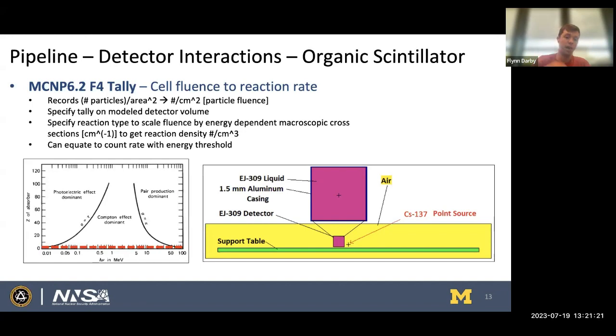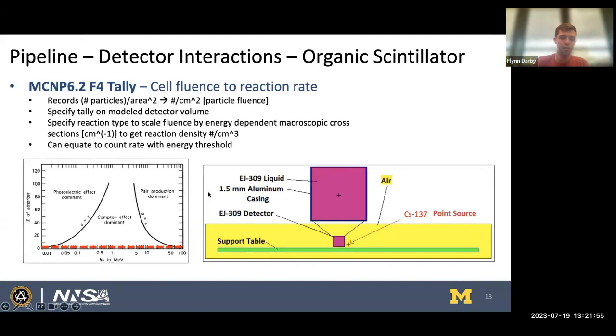If I'm looking for a specific reaction type that would produce my detector response, then I can apply this reaction type, which will then scale my fluence to more of a reaction rate. You can equate this to count rate with some sort of energy thresholding that's equivalent to your detector, and just model raw count rate. I'm not showing a specific example here. We'll go more into the PoliMi collision data file and some examples that we can share. But this is how you might model with an MCNP 6.2 F4 tally, the cell fluence to the reaction rate.